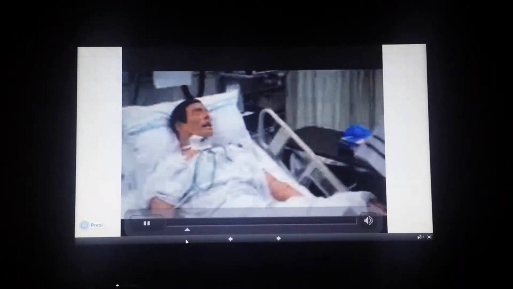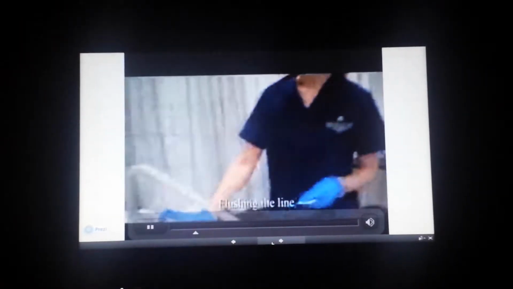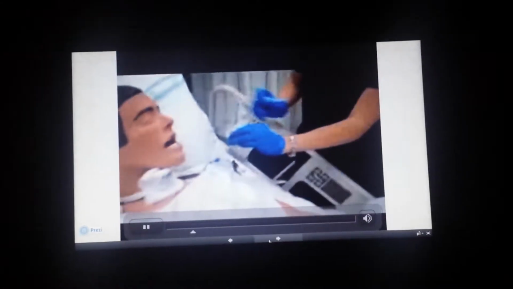I have a form for you to sign, to match your blood, O positive. Sign here that you consent to the transfusion. Great. Flush your line with saline just to make sure it's patent.